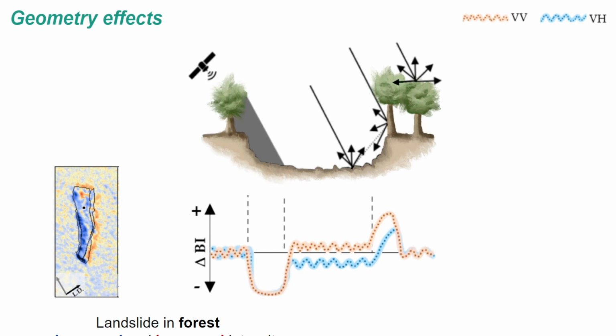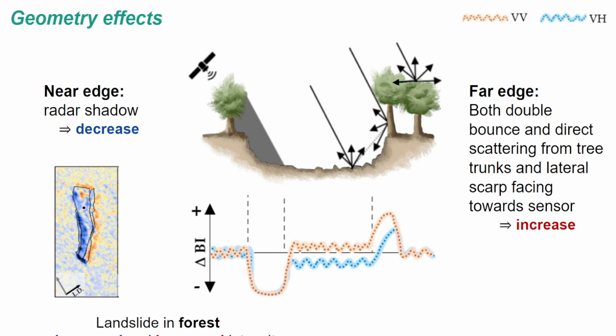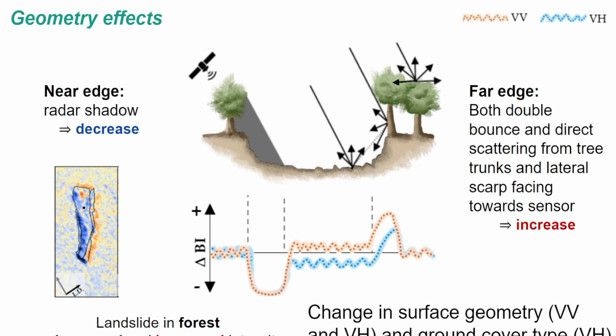Here we see a landslide scarp in profile, which has removed the forest and eroded some soil. On the side nearest to the sensor, you can see there's radar shadow, which produces very low intensity signal. While on the far side, the newly exposed tree trunks and lateral scarp produce both direct and double bounce scattering off the vertical surfaces. So for landslides in forested areas, the change in surface geometry produces strong changes along the edges of the landslide, while the change in the ground cover produces the change in the middle, like a slight decrease in VH.